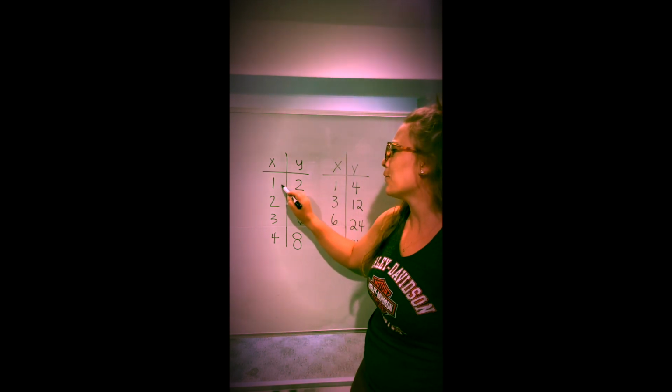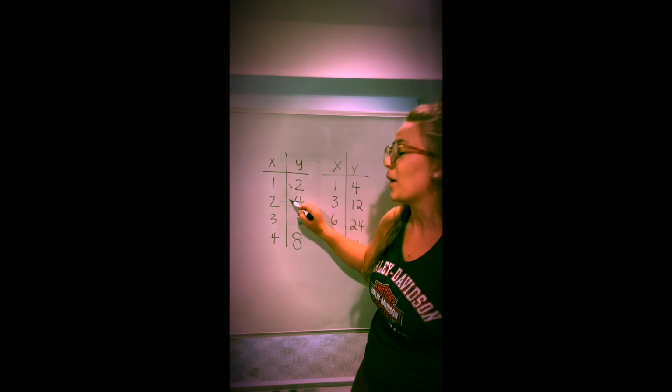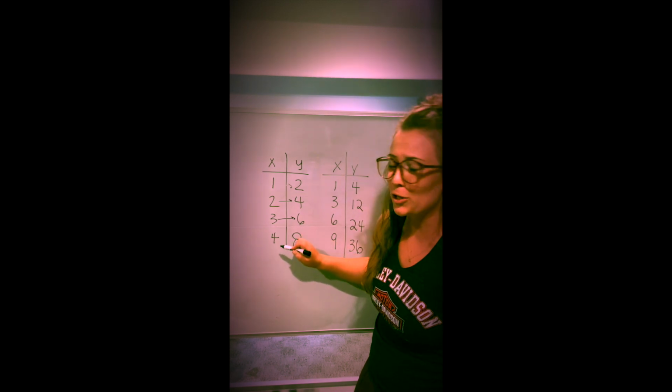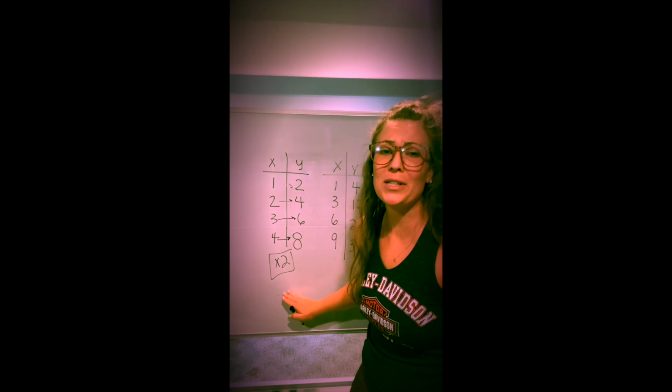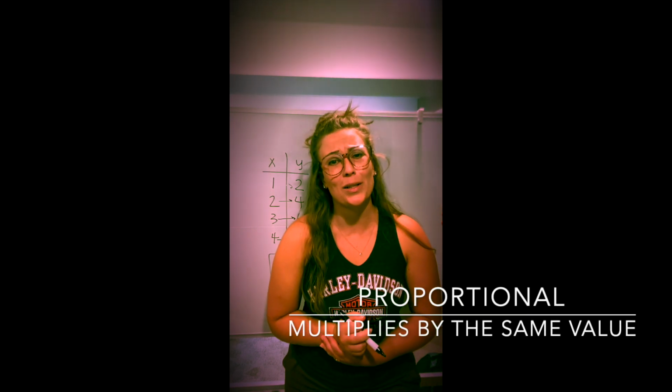So how did I get from 1 to 2? You multiplied by 2. How did I get from 2 to 4? Again, multiplied by 2. 3 to 6, multiply by 2, and 4 to 8, multiply by 2. So since for every single one you multiplied by 2, that is a proportional relationship.